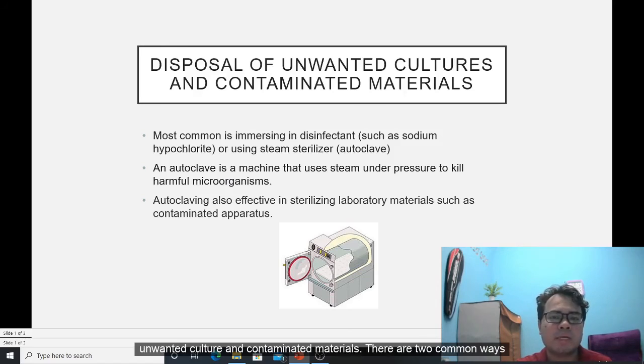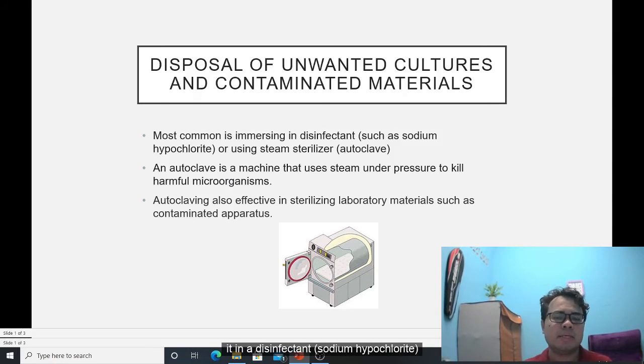There are two common ways that we can dispose of them. The first is we can immerse them in a disinfectant such as sodium hypochlorite, or the second is we can use a steam sterilizer, which is an autoclave. An autoclave is a machine that uses steam under pressure to kill harmful microorganisms. With autoclaving, you can also sterilize contaminated apparatus. So here is the image of an autoclave.